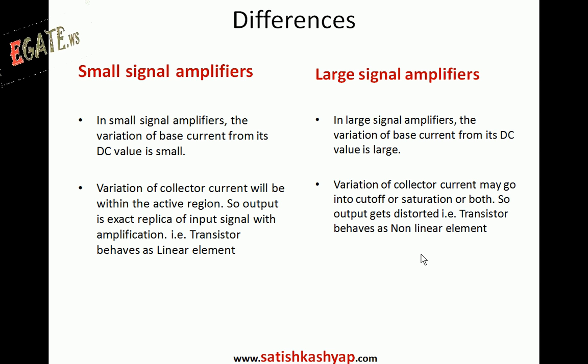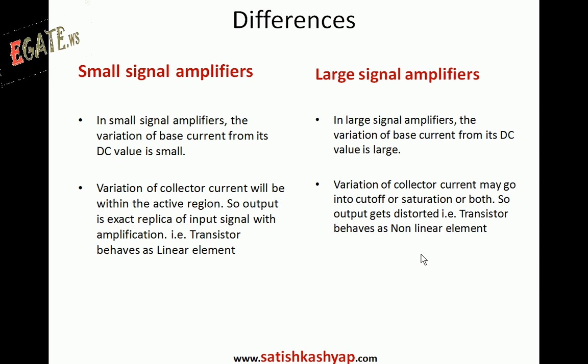Whereas in a large signal amplifier, the base current variation itself is very large. Whenever it gets amplified, it appears as collector current, and the collector current may go into saturation or cutoff region or both. Whenever it goes into the saturation region, the positive portion of collector current will get clipped off. If the collector current goes into the cutoff region, the negative portion will be clipped off. That makes distortion appear at the output waveform. In large signal amplifiers, distortion appears. In small signal amplifiers, distortion is not there. So distortion appearing in a large signal amplifier means the transistor behaves as a non-linear element in large signal amplifiers.